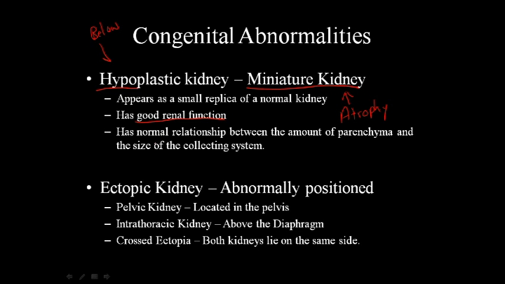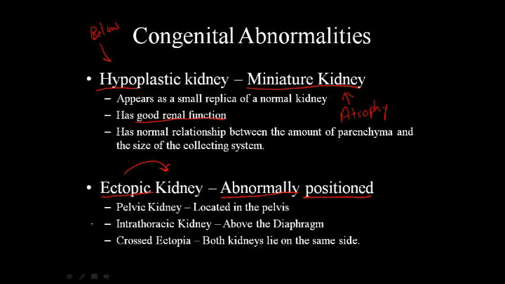Ectopic kidney. Ectopic, as we think of like an ectopic pregnancy. An ectopic pregnancy means that the pregnancy is not taking place where a normal pregnancy would be. Most of the time it's in the fallopian tubes, things like that. So it's abnormal, and it's abnormally placed. And so if we apply that to the kidney, we see that it's abnormally positioned as well.